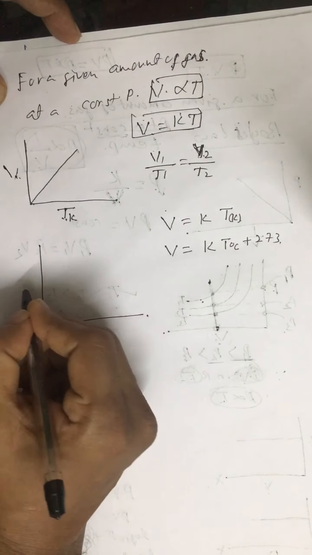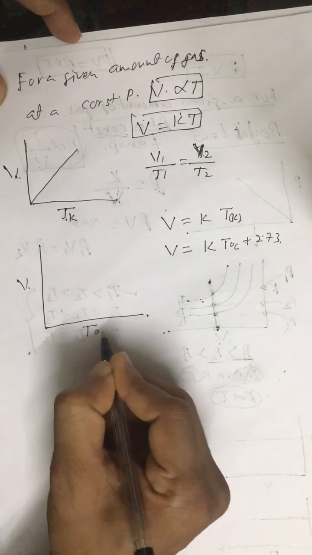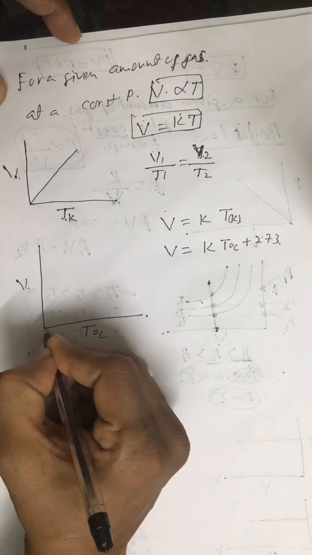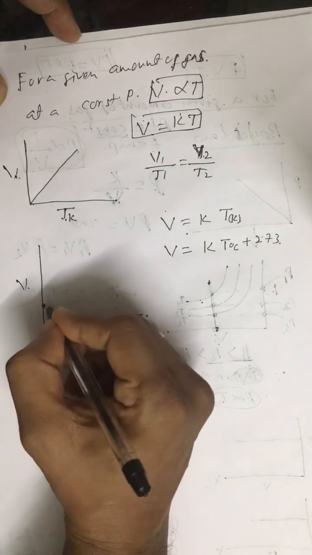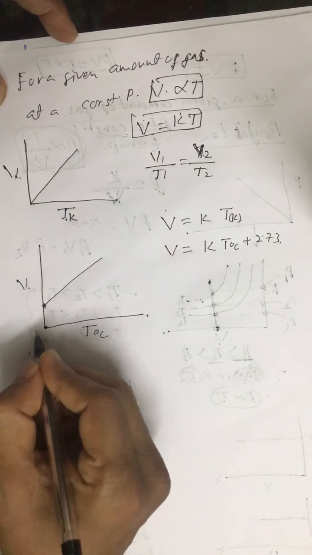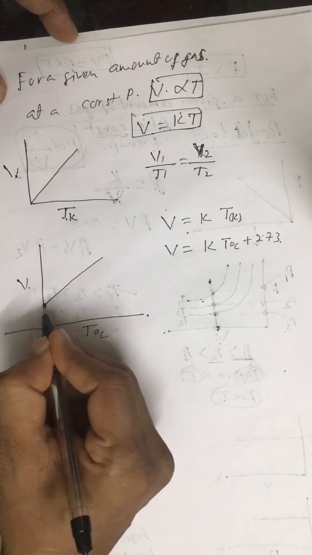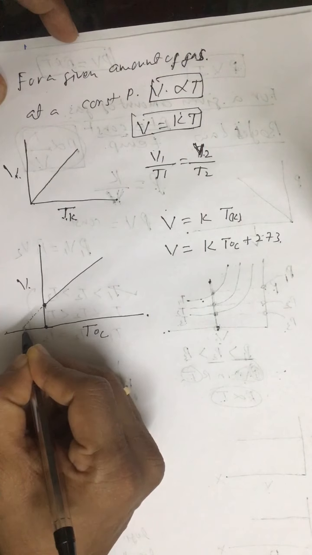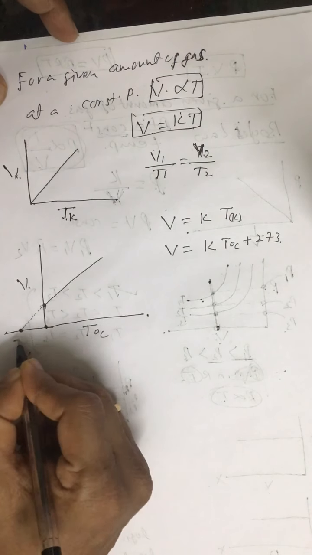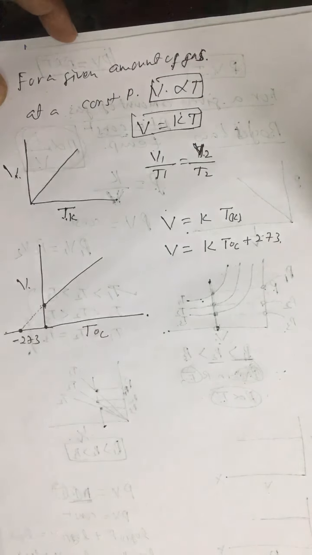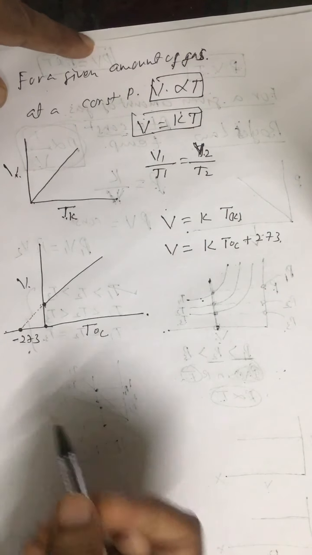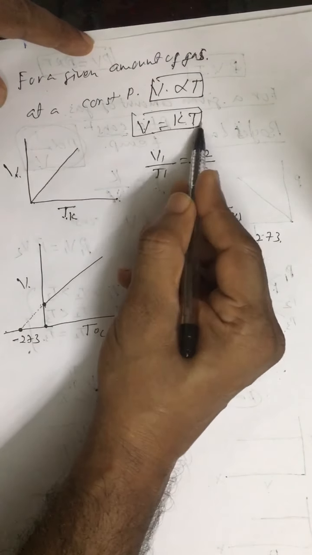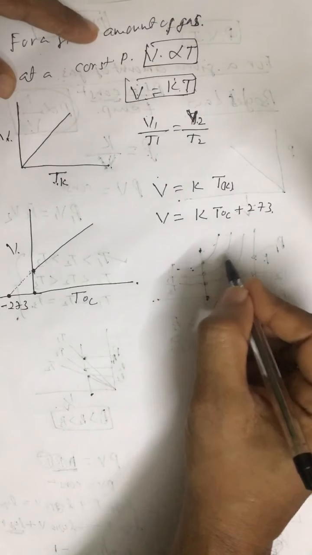So if you draw a graph between volume and temperature in degrees Celsius, the graph does not start from the origin, rather you get this kind of graph with some intercept. And if you draw it like this, here it is minus 273. This point indicates minus 273. Is this okay?